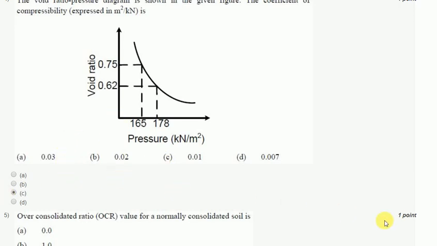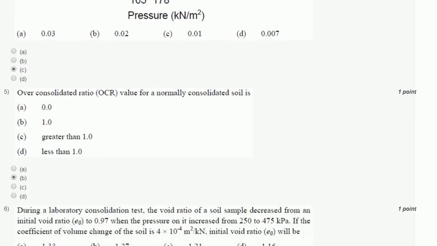Now move to question number 5. In this question, the over consolidation ratio of value 4, and for normally consolidated soil it is 1. That means option B will be the correct option. You can go with option B.